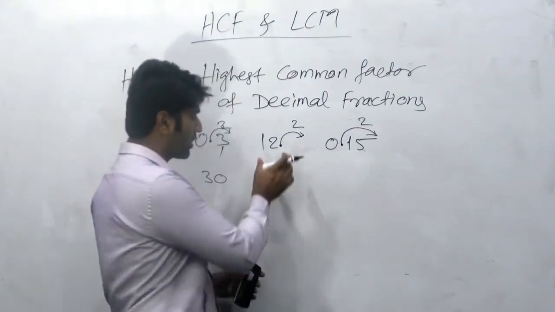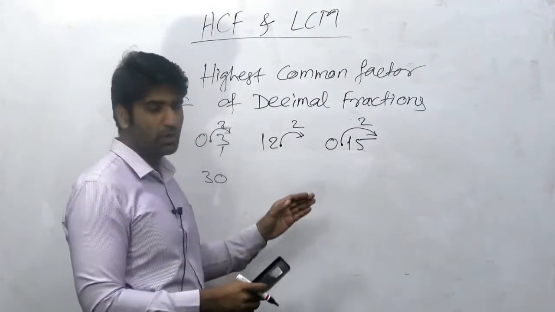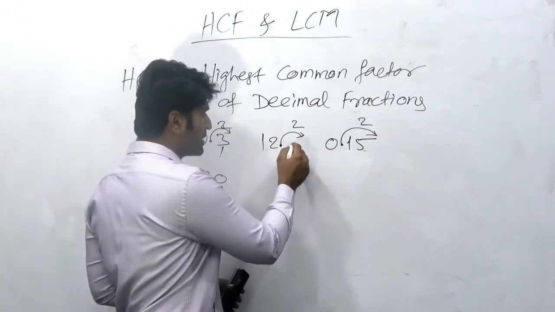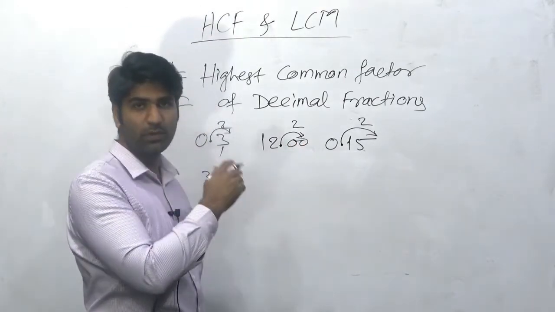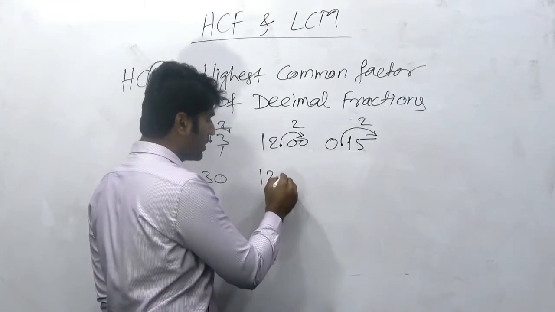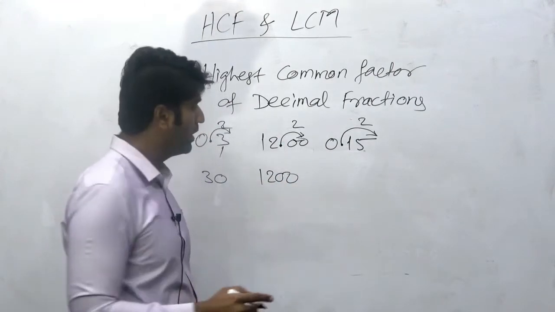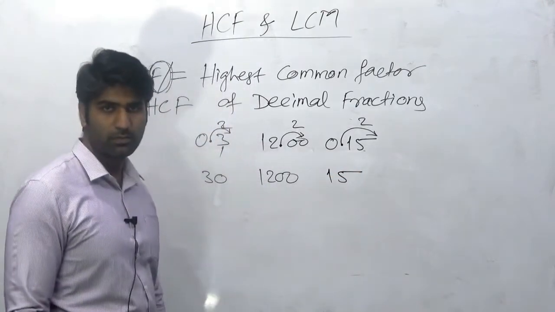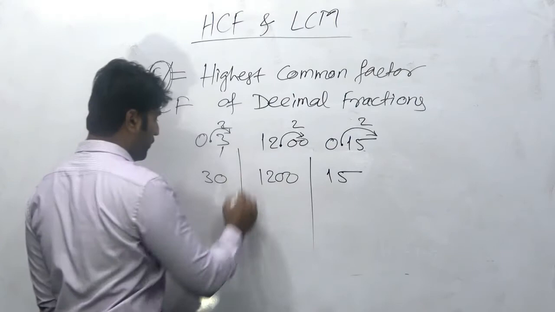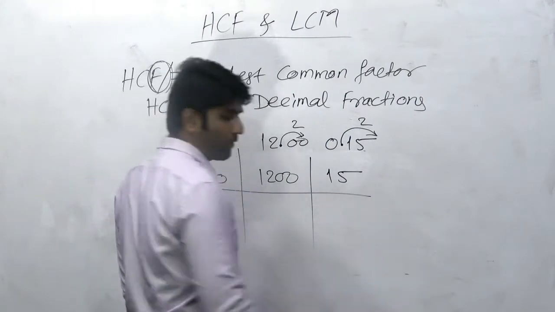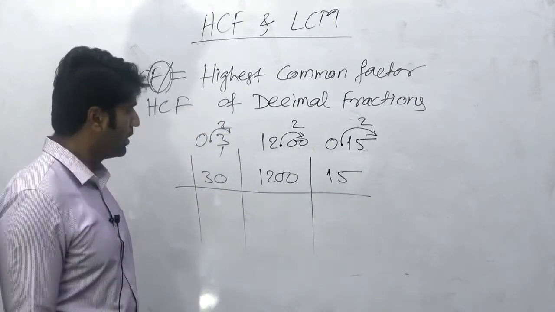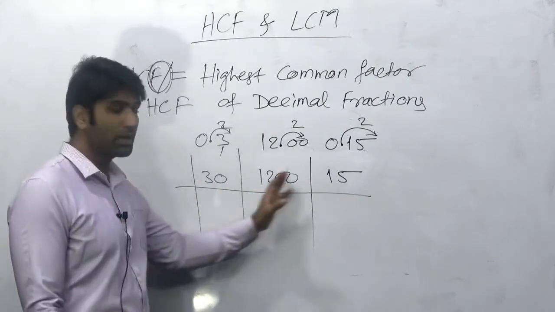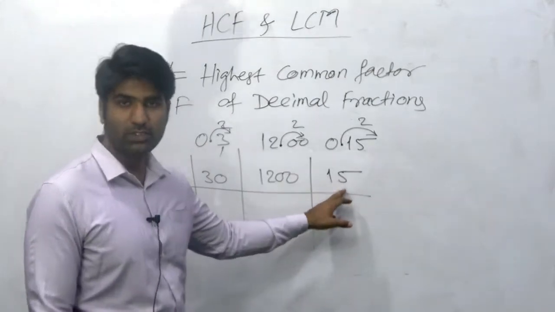Right? Now here, same case, we don't have any number. So what should we do? We have to add zeros and we have to shift the point two digits ahead. Therefore the number will be 1200 and at the last 15. Now find out the HCF. Can we divide all the numbers by 15? The smallest number is 15. Can it be the HCF?